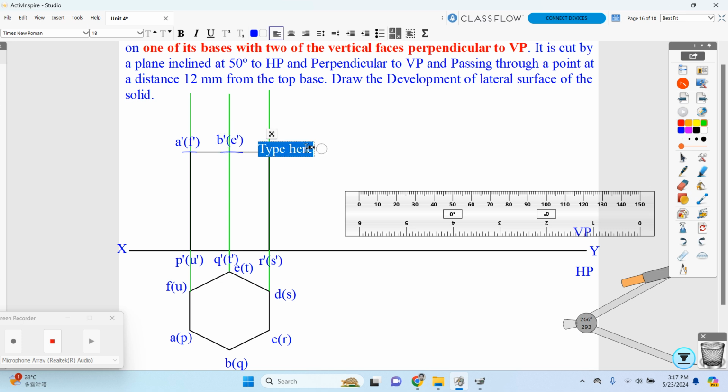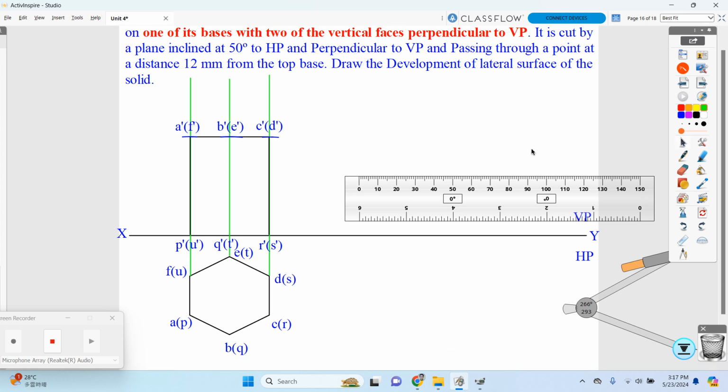Then over here C dash, D dash. Okay, so we have marked everything over here, the representation. Then in this question it is given that it is cut by a plane inclined at 50° to HP and perpendicular to VP, and passing through a point at a distance of 12 mm from the top base. So from the top base we are going to cut 12 mm for our section.